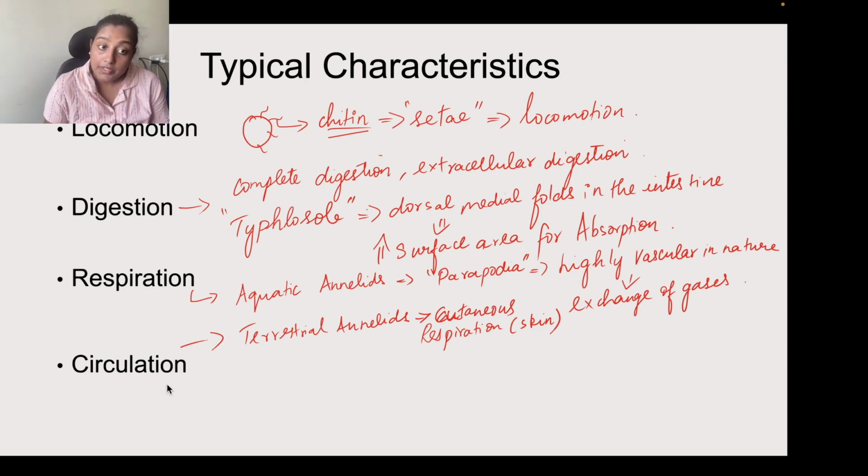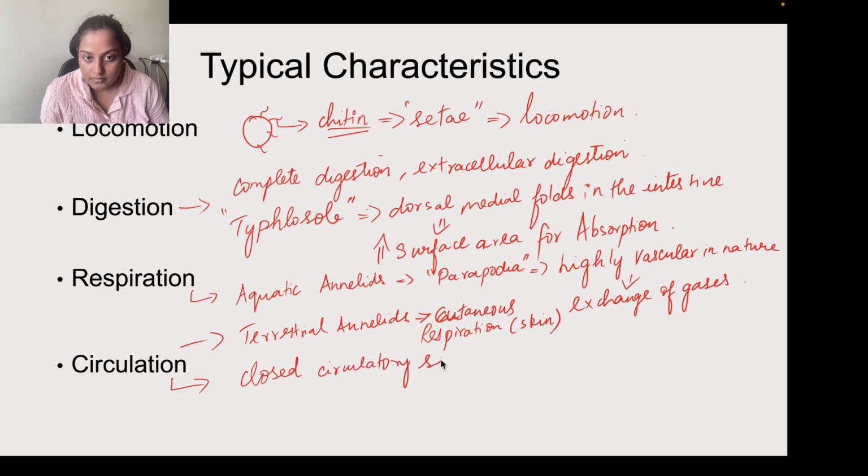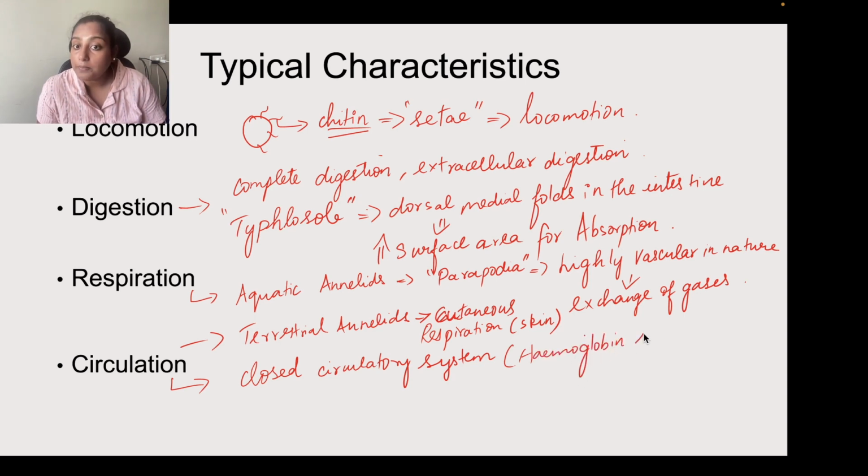Right. So circulation, very, very important. Children, most of them, almost all of them I can say, have a closed circulatory system. Meaning, in the very first session I have taught you everything. Nothing but they have blood vessels, vessels in which they have the circulatory element. Here, the hemoglobin is dissolved in plasma.